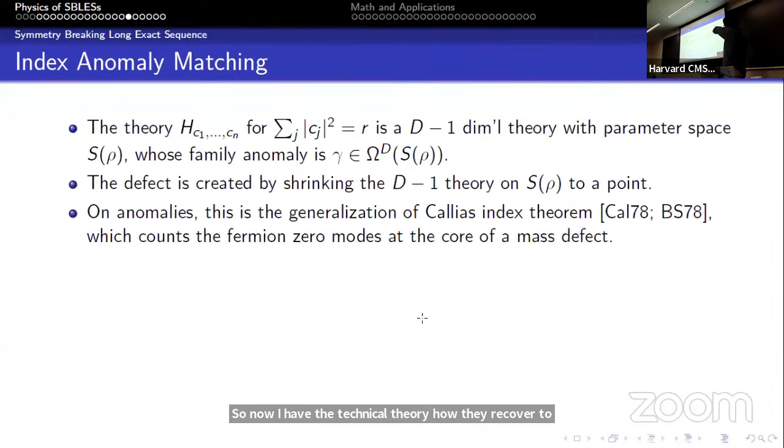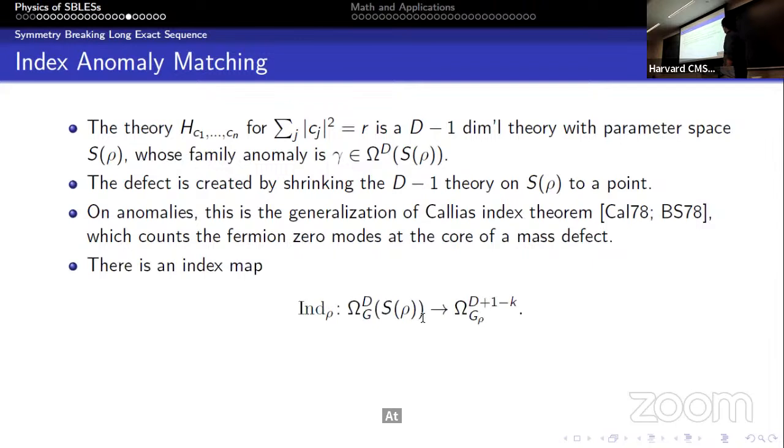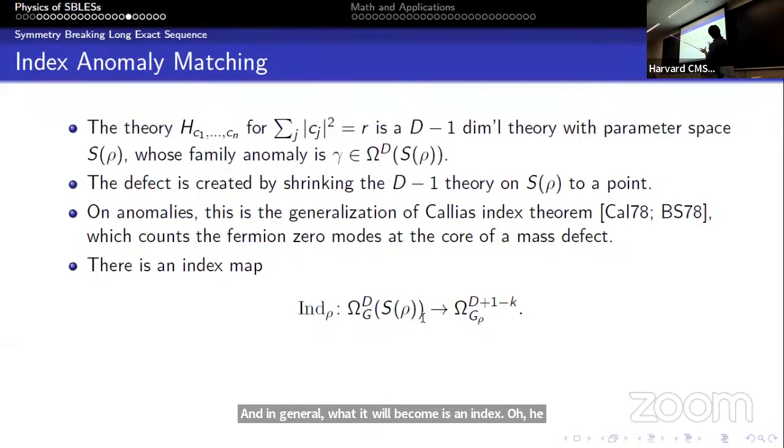And now, again, as before, to be more mathematical, we can just consider what happens to these small anomalies. And it turns out this to be a generalization of what people call the Callias index theorem. And in the original work, what they were trying to consider is counting fermionic zero modes at the core of the monopole. And in general, what it will become is an index map of this. And what it does is kind of just shrink this d-1 dimensional theory into a single point.